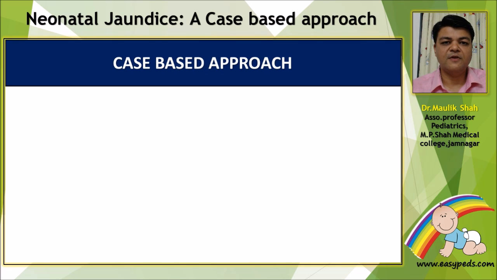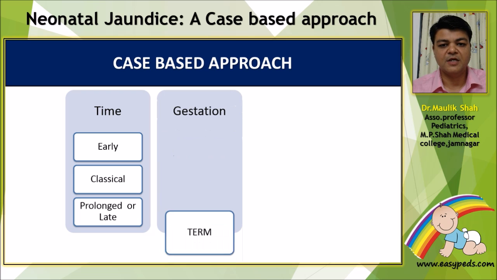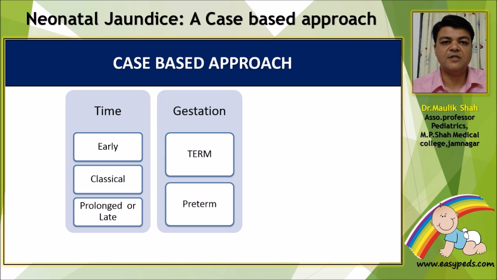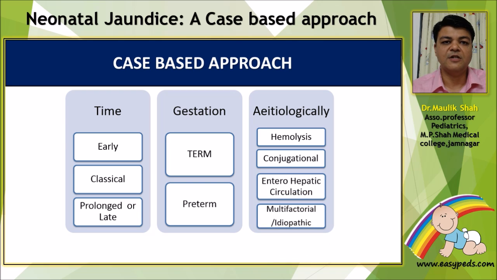Neonatal jaundice, when we see any case, there are three different dimensions which appear in front of us. The first is we divide them into the time zones, like early presentation, classical presentation or a late presentation. We also look at the gestation of the child as term or preterm. We also look at them in etiological background by means of either hemolytic jaundice, conjugational error in the jaundice, enterohepatic circulation, or a multifactorial or idiopathic jaundice.